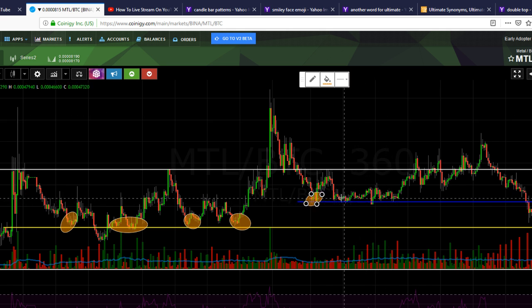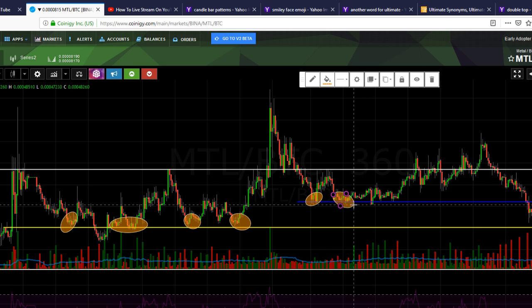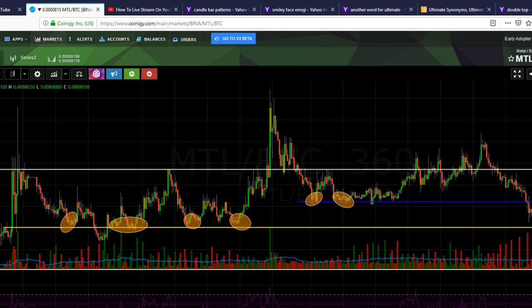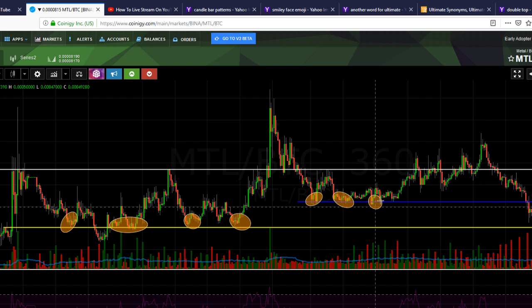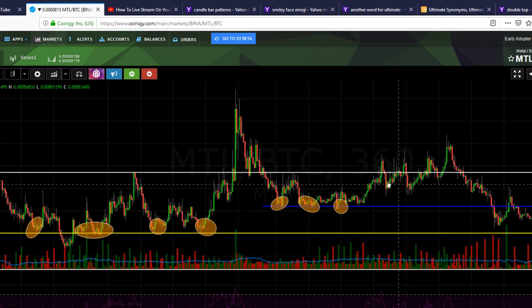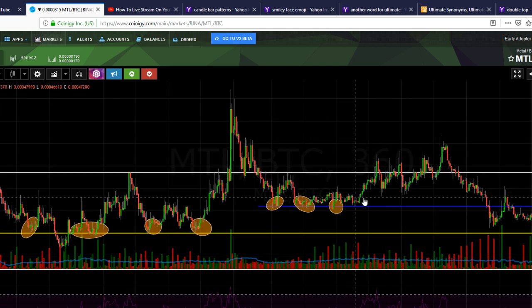We have support being tested here. And then we have a small little breakdown. The selling and buying bullish bars actually closed above this support, but it was still strong enough. And we have, guess what, a little bit more bullish momentum here, and we retest the resistance and we surpassed it a little bit. Nothing too crazy.